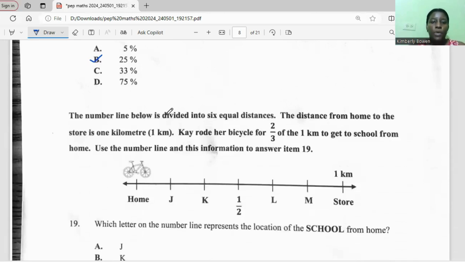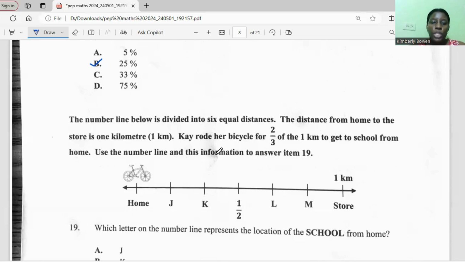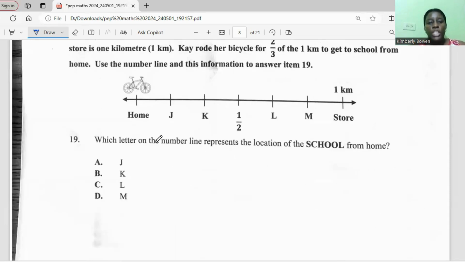The number line below is divided into 6 equal distances. The distance from home to the store is 1 kilometer. Kay rode her bicycle for 2 out of 3 of the 1 kilometer to get to school from home. Use the number line and this information to answer item 19. Which letter on the number line represents the location of the school from home?